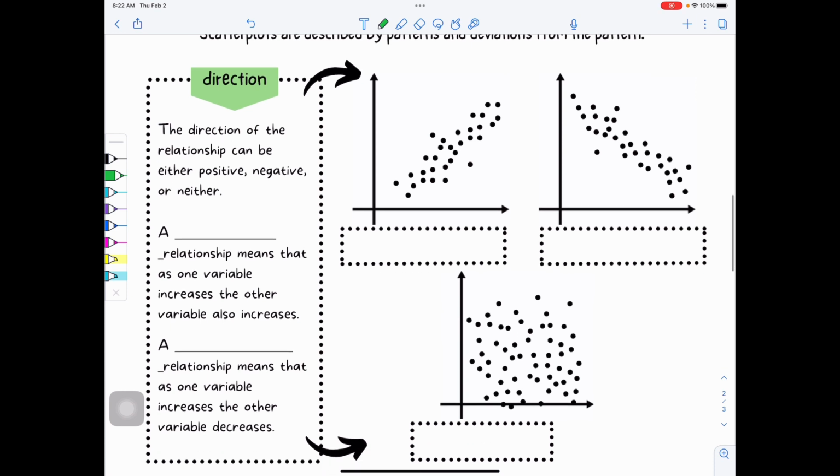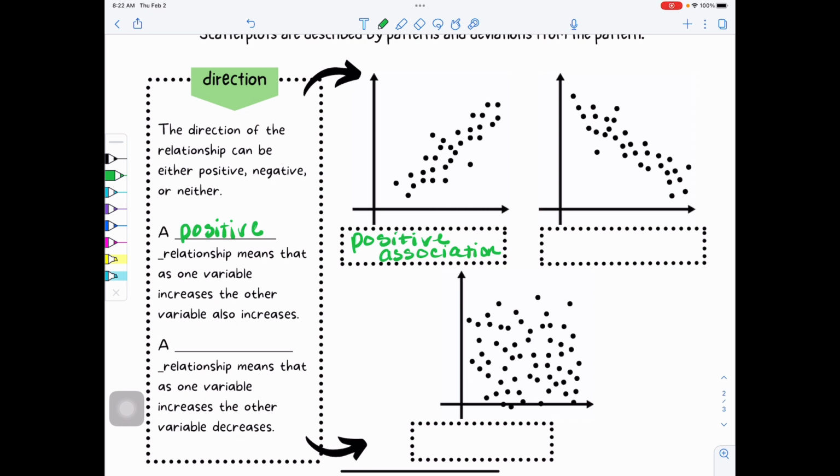So if we look at our two most common ones, a positive relationship means that as one variable is increasing, the other one is also increasing. That's very similar to the one we just looked at with temperature and ice cream. So if I look at my three pictures of scatter plots, this one in the top left would be a positive association. You can see as x is going up, y is also going up.